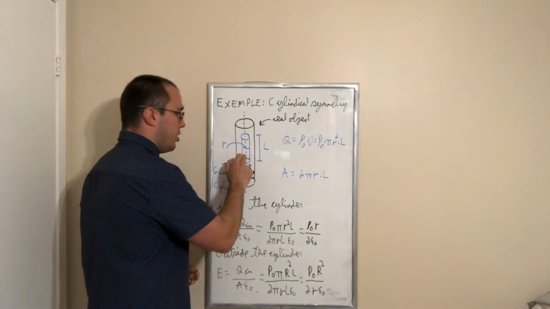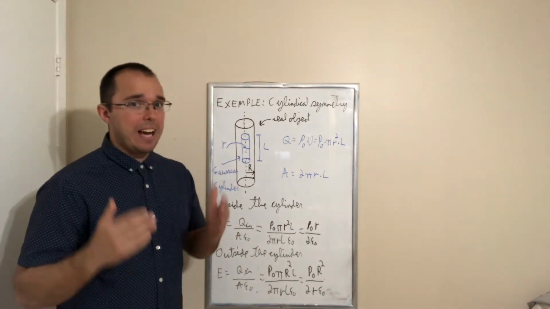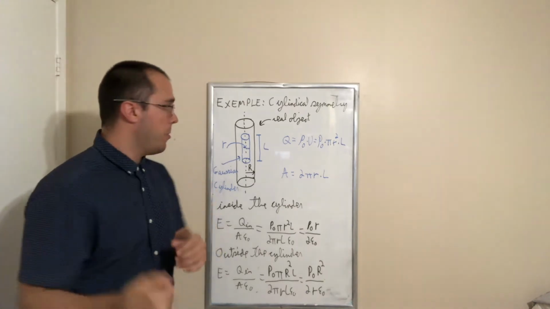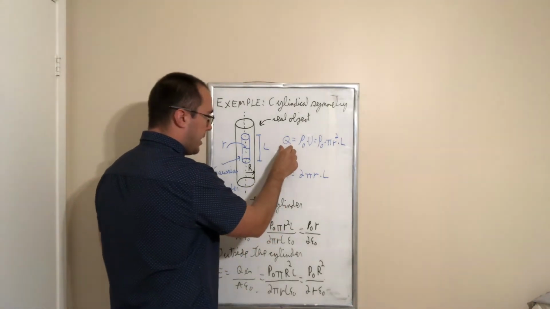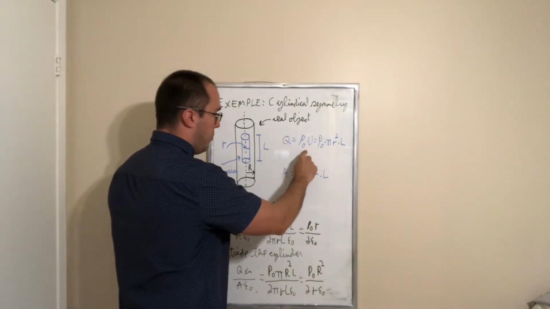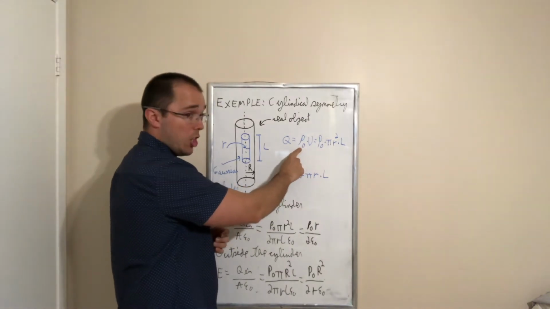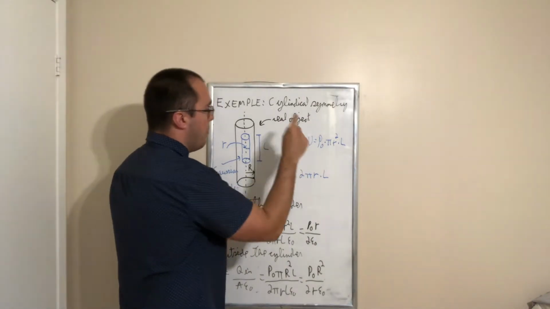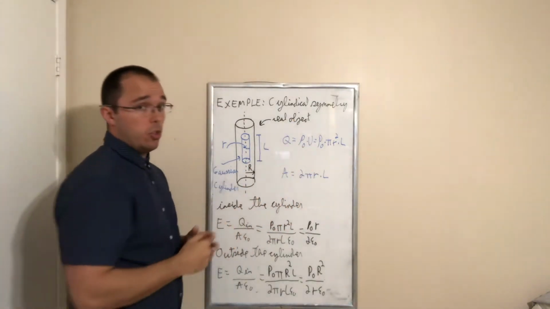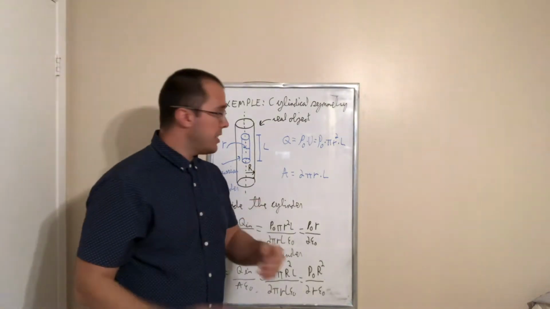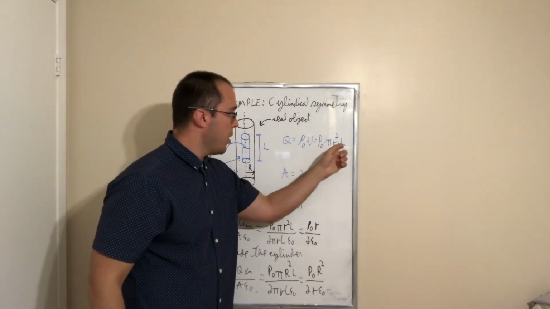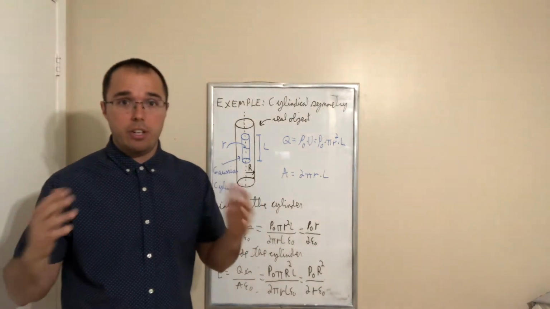So we want to calculate the charge inside our Gaussian cylinder. To calculate the charge inside our Gaussian cylinder, we multiply the volume charge density. Again, this is a constant, it does not change. Multiply by the volume. Well, this is the volume of a cylinder, and the volume of the cylinder is pi r squared multiplied by the length of the cylinder.